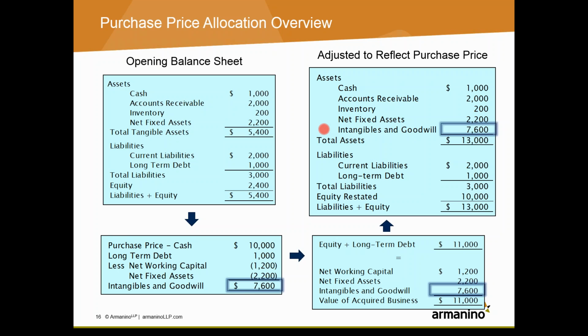So if you go down to the lower left-hand corner, you can see total purchase consideration is equity plus long-term debt. Subtract off net working capital, fixed assets, and total intangible value, which is equal to the value of the acquired business. Okay.